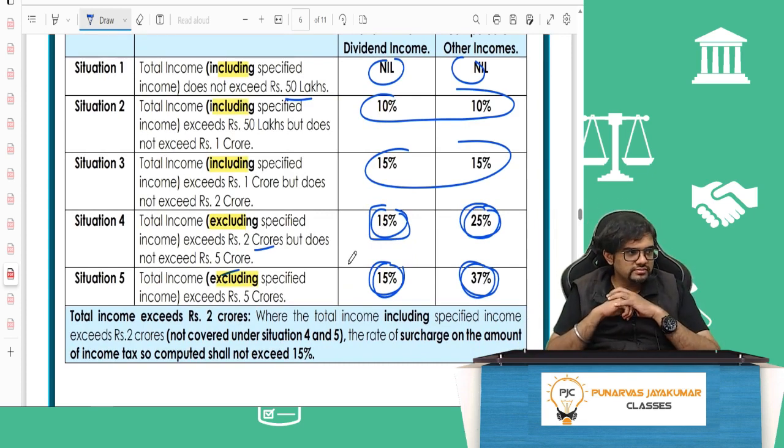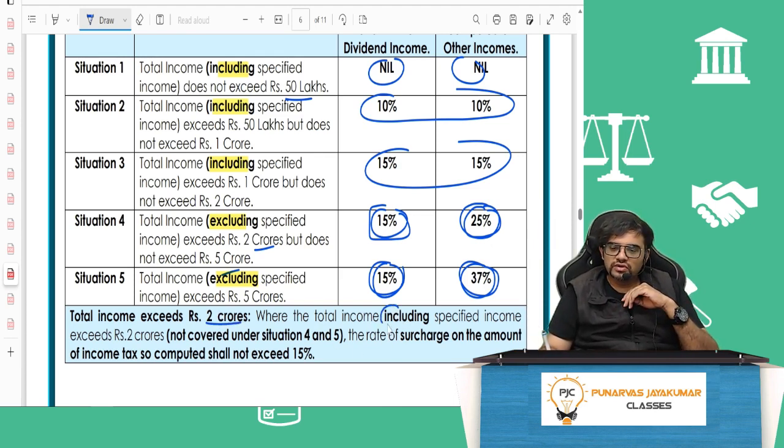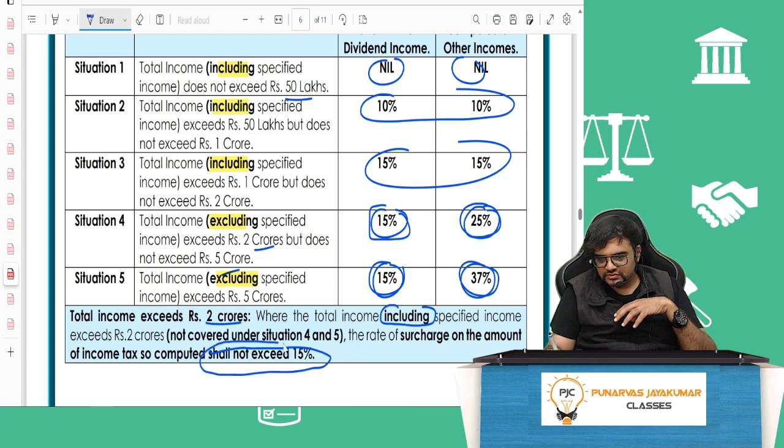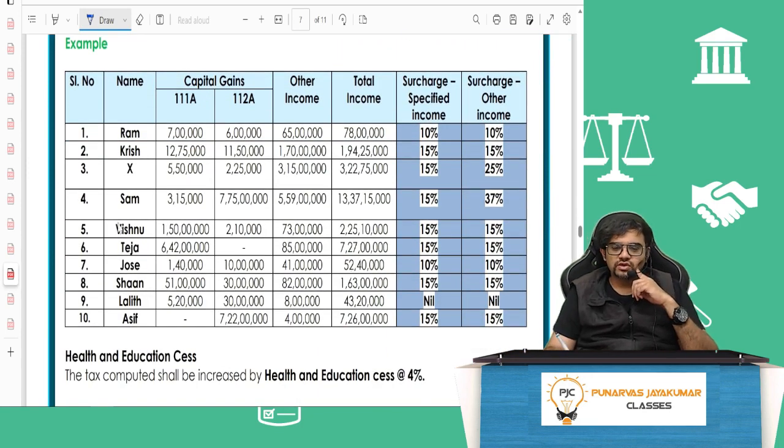But guys, if my total income exceeds 2 crore, including the specified income, which is not covered in situations 4 and 5. For example, my other income is 1.6 crore and my dividend income is 60 lakhs. Overall, how much? 2.2 crore. Is it exceeding 2 crore? Yes. So what will be the surcharge on the amount of income tax so computed? They say it shall not exceed 15%. Overall will be just 15%. Why? Because it's exceeding 2 crore and it is in a situation not covered under 4 and 5. To cover everything, check out the examples here, you'll understand one by one. All possible scenarios are covered.